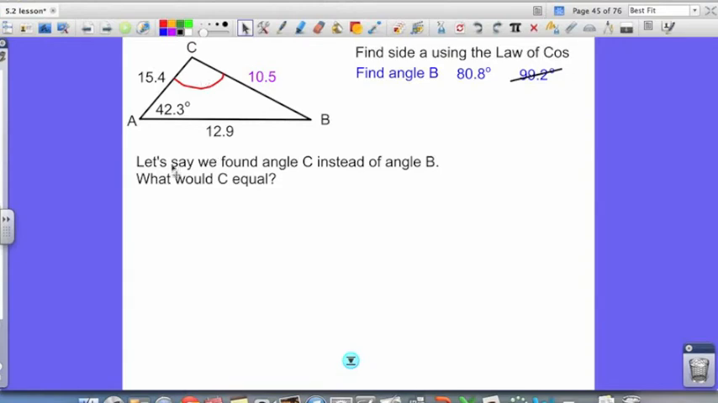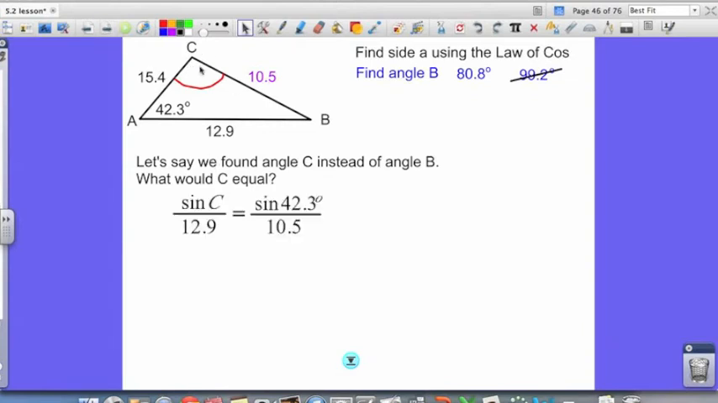So here we go. Let's say we found angle C instead of B. What could C equal? So we're not looking for this. We're going to find angle C. So hopefully that's clear. I'll state it again. Brand new problem. We did law of cosines. We found 10.5. Now we're going to find angle C. So let's see what happens here.